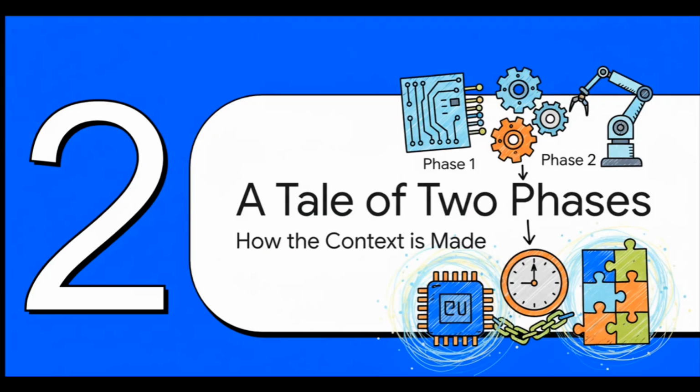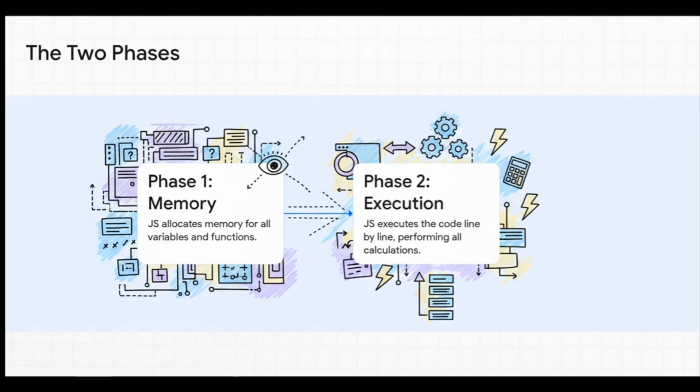Now, here's where it gets super interesting. This context doesn't just pop into existence all at once. The JavaScript engine is actually really methodical. It builds this entire environment in two very distinct phases. First up, we have the memory creation phase. This is where the engine does a quick first pass over your code and just sets aside memory for all the variables and functions it finds. Then, and only then, does it move on to phase 2, the code execution phase, and that's where it actually runs the logic that you wrote.